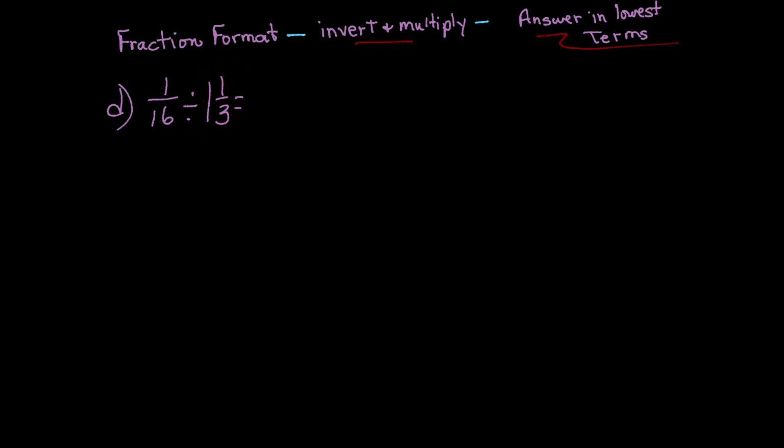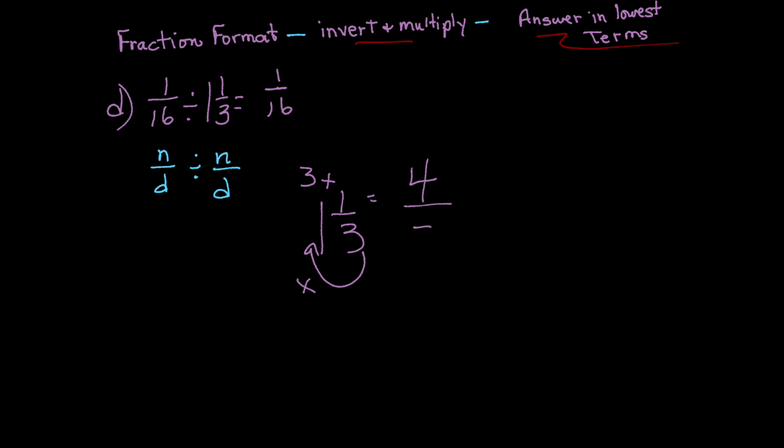So we have to change it so that we have, and I'm just going to repeat again, numerator over denominator divided by numerator over denominator. So 1/16 remains as 1/16, but 1 1/3 needs to be changed into an improper fraction. 3 times 1 equals 3 plus 1 equals 4 over 3. And there it is. So divided by 4 over 3.